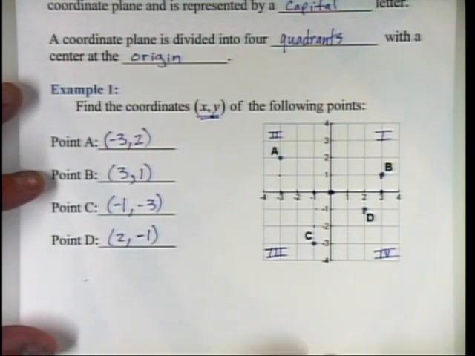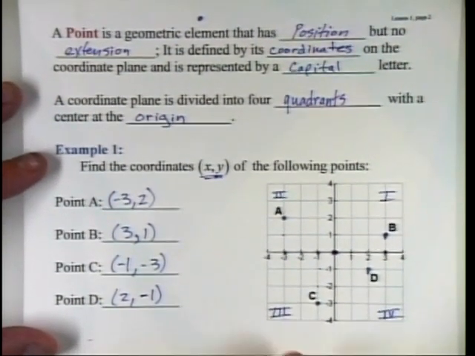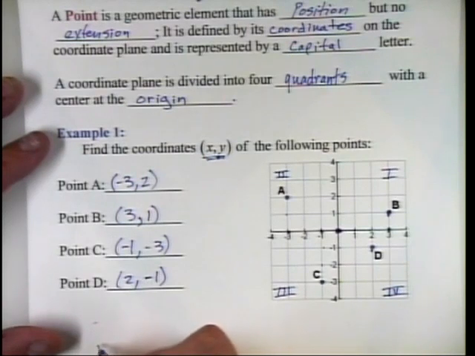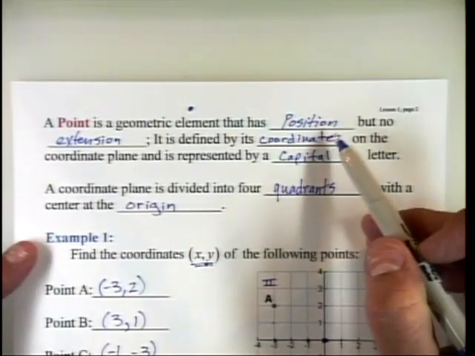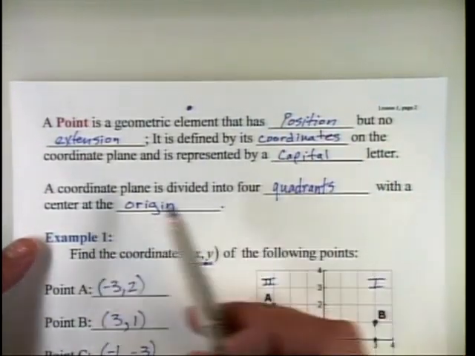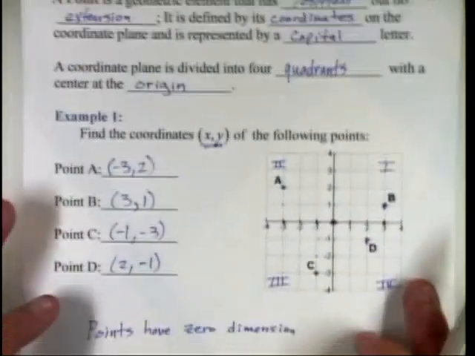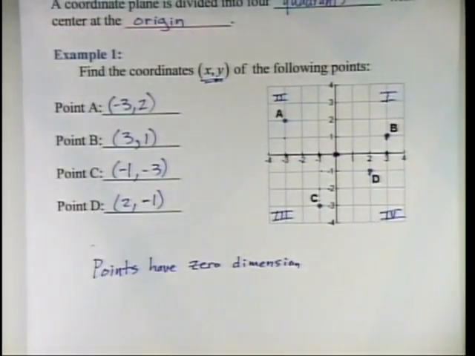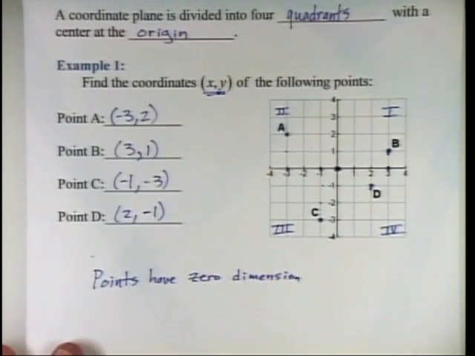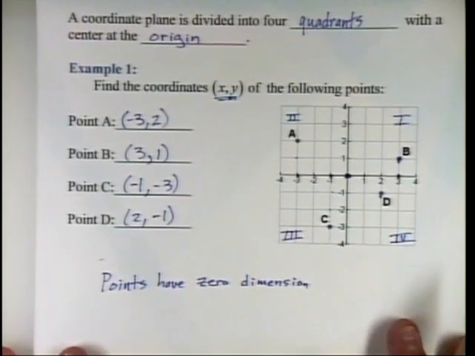All right? Now it's worth noting here that I've already said that points have no dimensions. They're infinitely small. Points have 0 dimension. Or as I said earlier, they have position, they have a location, an ordered pair, coordinate, but no extension. They don't get big, they're just there. Okay? Now that's a very basic concept. Let's step it up one dimension now, to something called the line.